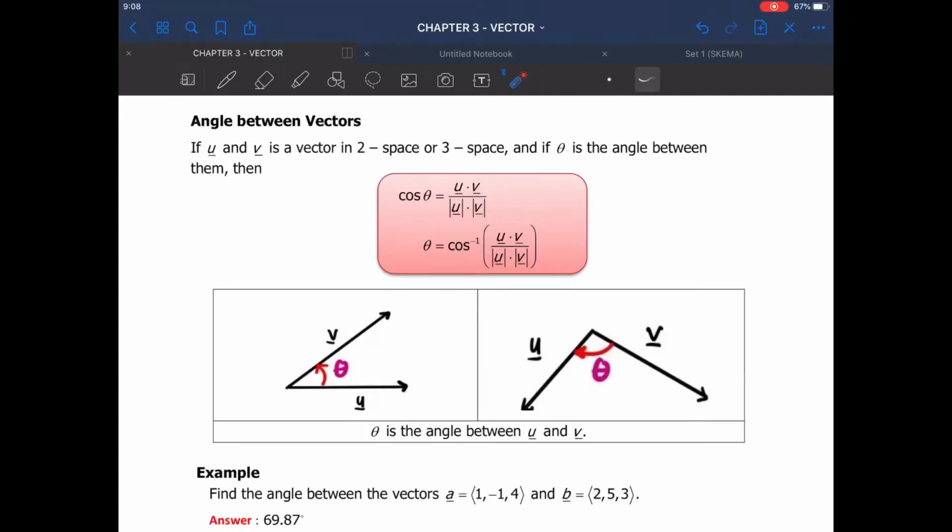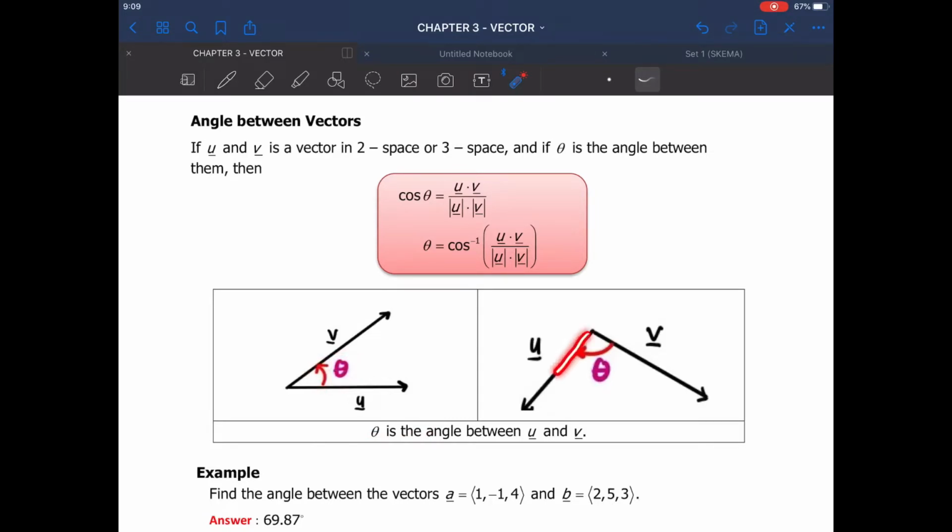Okay, next is the angle between vectors. The angle between vectors means that you will have two vectors, vector u and v, either in 2 dimensions or 3 dimensions. Theta is the angle between them. So let's say this is our vector u and this is our vector v. The angle between vector u and v is this value of theta.